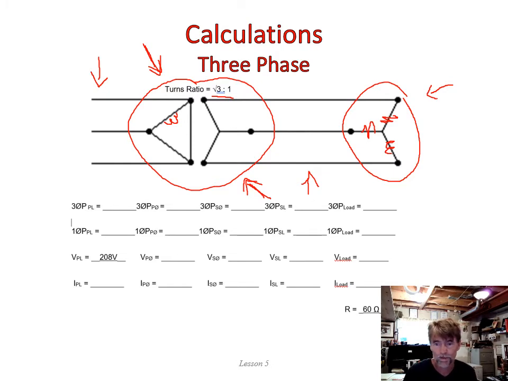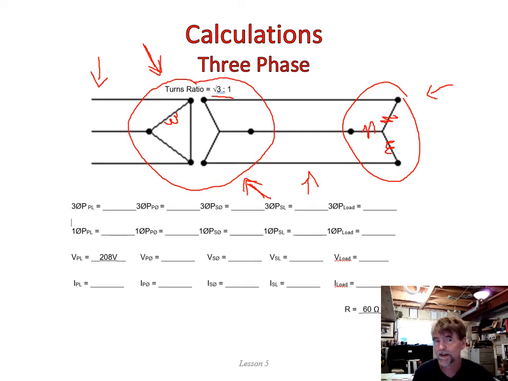So here's the information we've been given. We are told that the primary line voltage is 208 volts, and we are told the size of the resistor is 60 ohms. So each of those three resistors are 60 ohm resistors. Okay, so we start with the 208 volts on the primary line. The primary of the transformer is connected in delta. What happens to voltage in a delta connection? So here's the thought process. Ask yourself some questions. What happens to voltage in a delta connection?